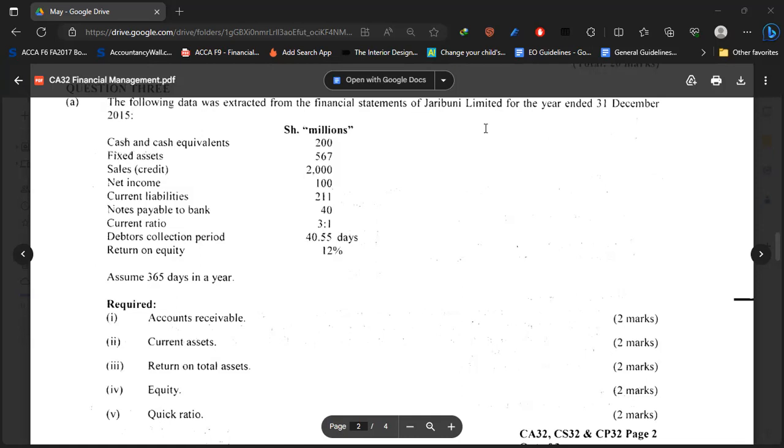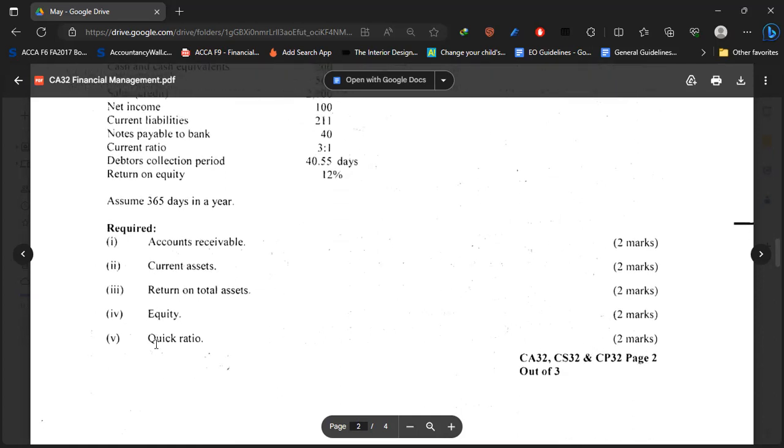Eventually, when you come across these questions, just look at the area the questions are coming from, whether it is from the profitability ratio, or whether we are dealing with the liquidity. It is very important to be able to know where the questions are being set from. Now, the first one, the examiner wants us to get the account receivable.